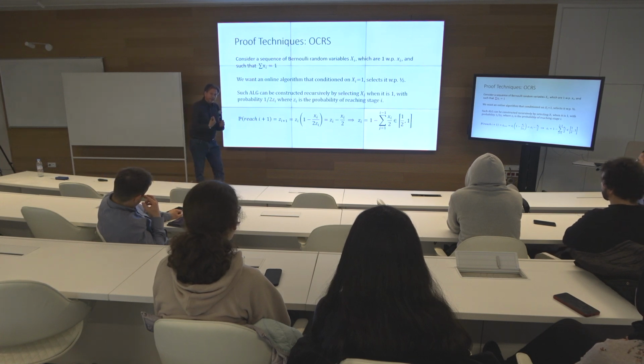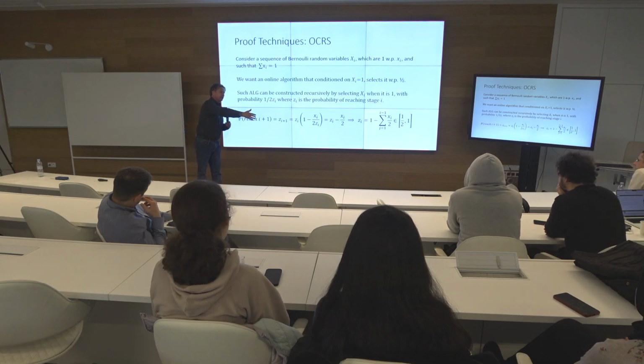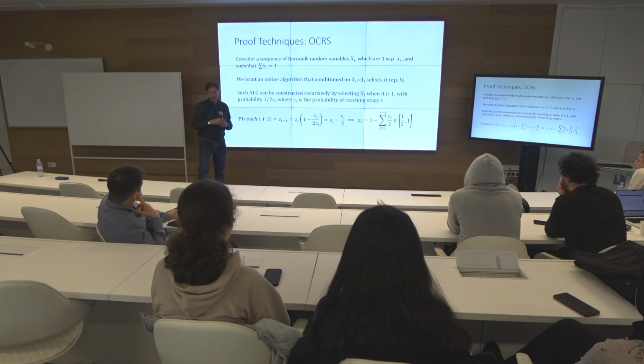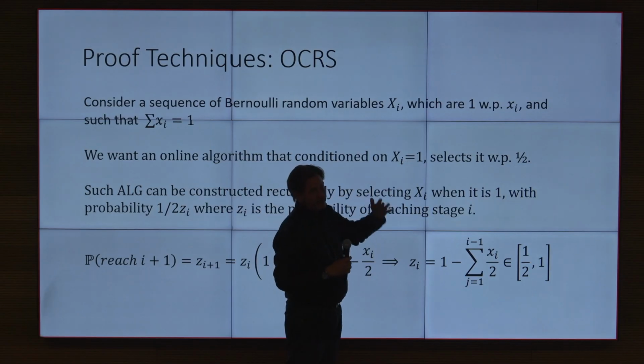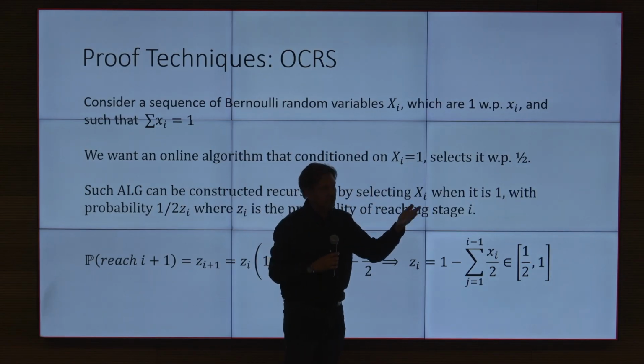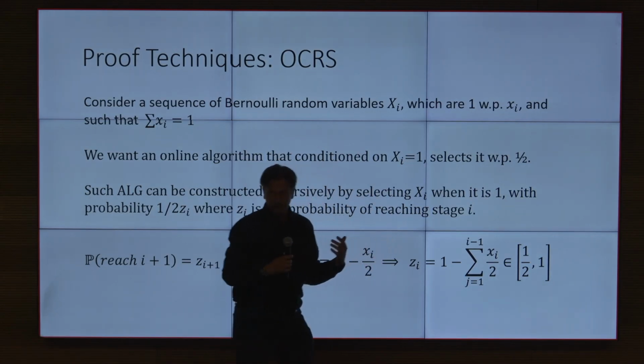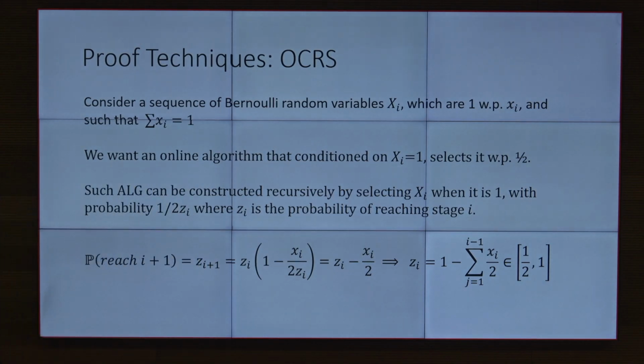You cannot be too greedy. Again, we have the same issue, because if you select too quickly, it will happen that for late ones, we will never select them, or we will select them very rarely, conditioned on the fact that they are 1. So we want an algorithm that, even if it sees a 1, skips this one with sufficient probability. Right?